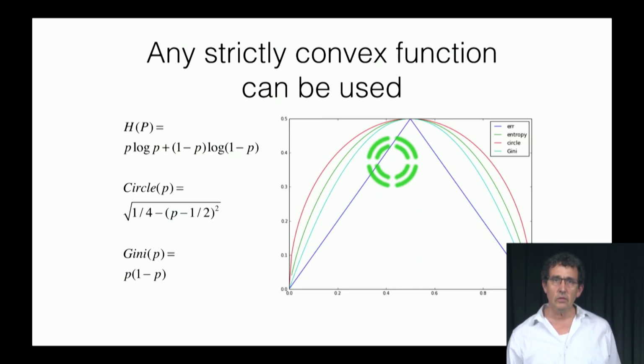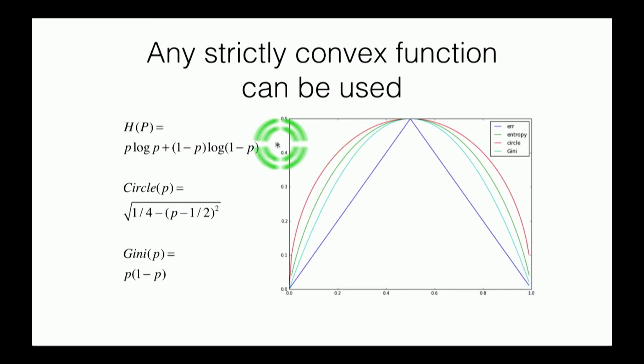It's not that entropy is the only one that can be used. Here we use entropy, but we can also use simply the circle, or we can use the Gini index. Each one of them has been used in the past in some way to learn decision trees. Which one of them is better is kind of up to debate.